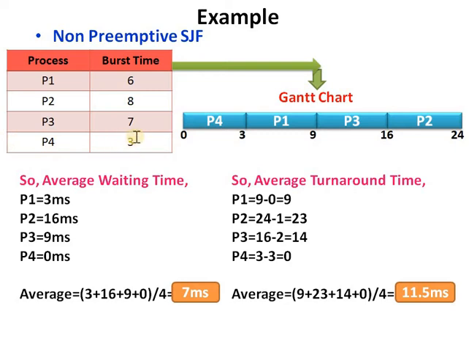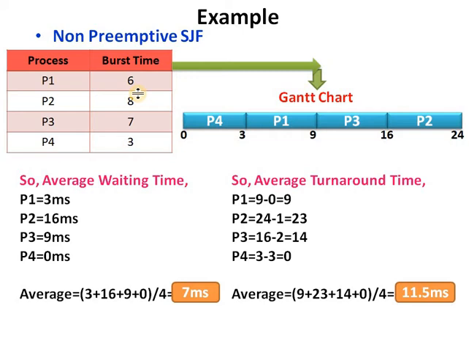After that, which process is shortest? Process P1 is shortest among all the remaining processes because it has a burst time of 6, which is smaller than process P2 and process P3. After that, which is the smallest process? The process P3, it has a burst time of 7, which is smaller than process P2. And at last, the process P2 is executed because it has the highest burst time.